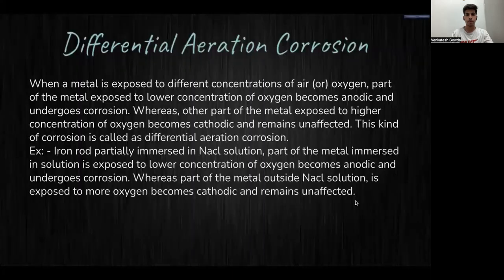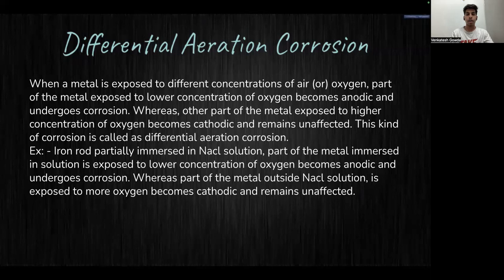Now we shall discuss differential aeration corrosion. When a metal is exposed to different concentrations of air or oxygen, the part of the metal exposed to a lower concentration of oxygen becomes anodic and undergoes corrosion, whereas the other part of the metal exposed to a higher concentration of oxygen becomes cathodic and remains unaffected. This kind of corrosion is called differential aeration corrosion.